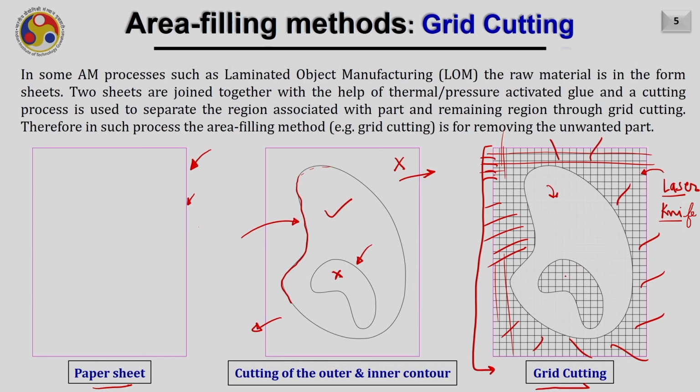And in a similar fashion, after completion of the object, this portion can also be removed. If we do not perform this grid cutting, you can see it will be difficult to obtain this part out, or to get this region out from the cube we produce or cuboid we produce through the process.